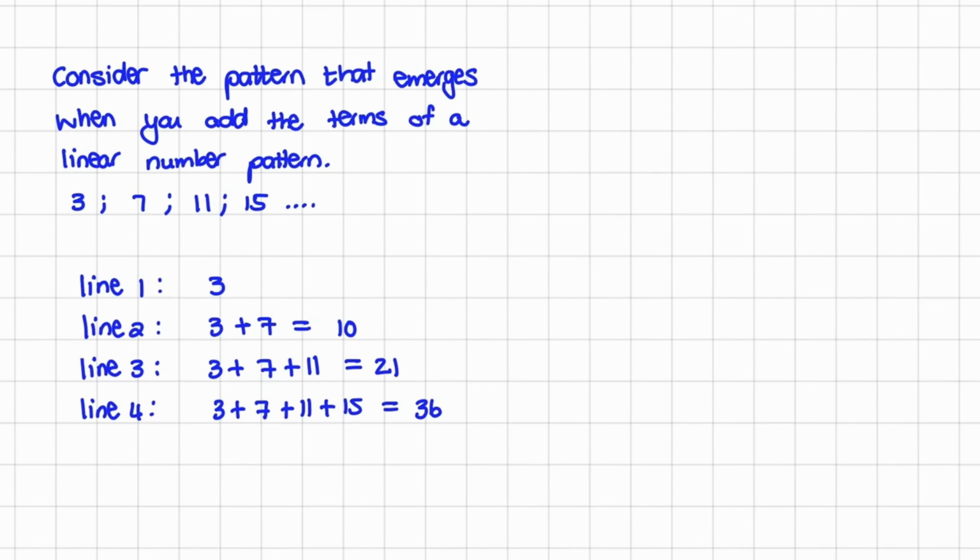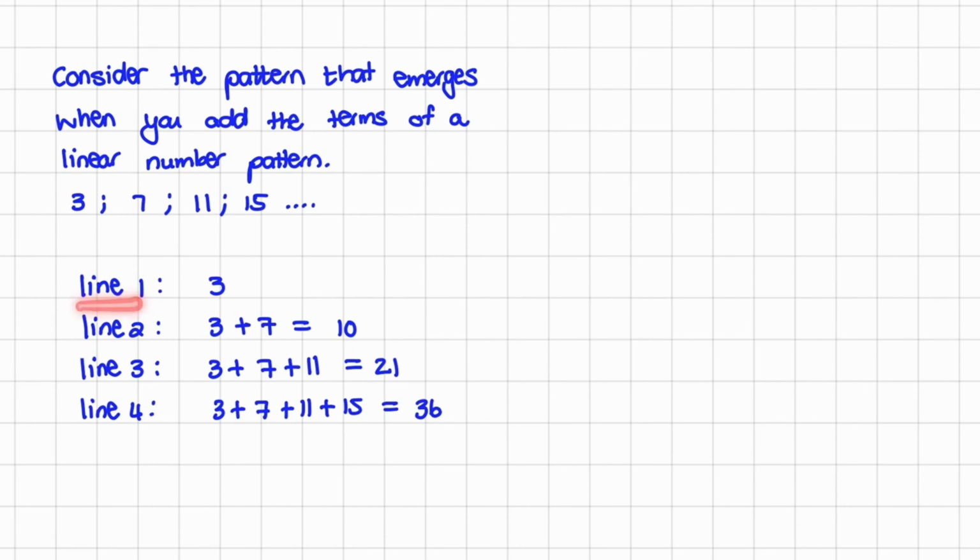We are going on with our revision of quadratic number patterns. So this is a problem-solving type question, and it reads as follows. Consider the pattern that emerges when you add the terms of a linear number pattern. We are given the linear number pattern of 3, 7, 11, and 15. And we are also given the sum of each term in the pattern.